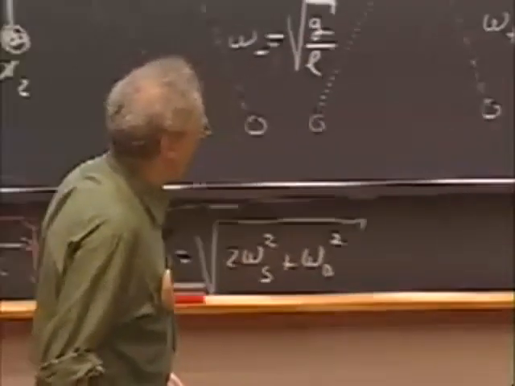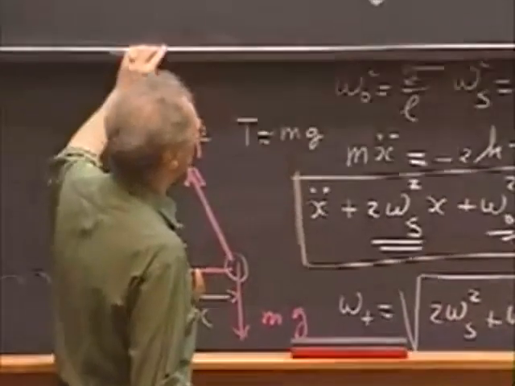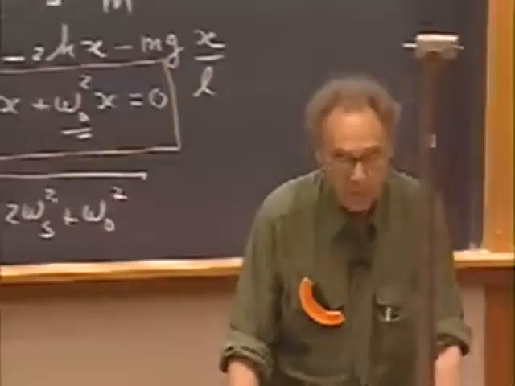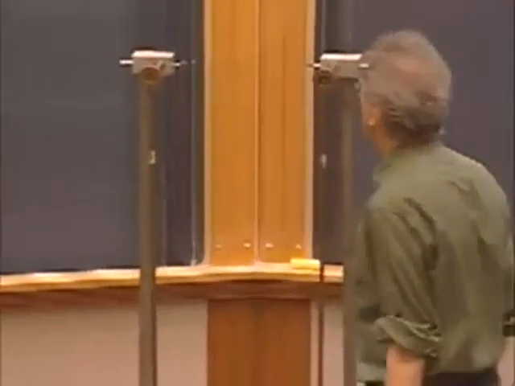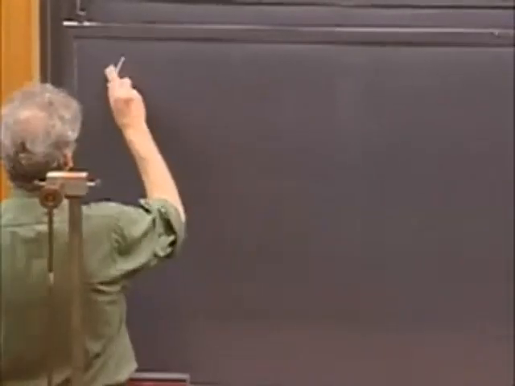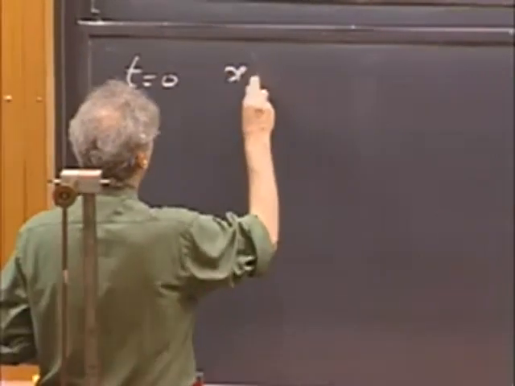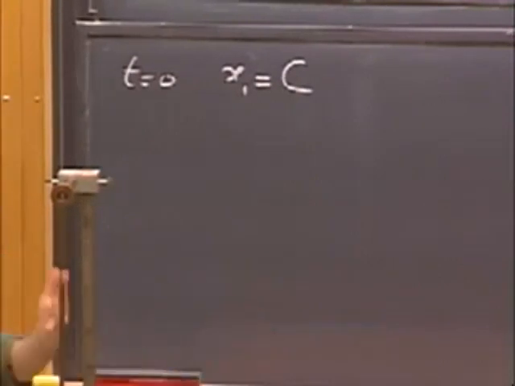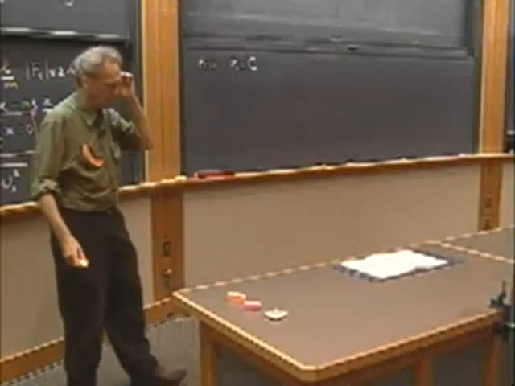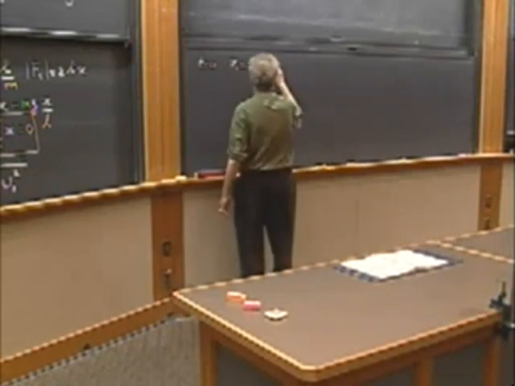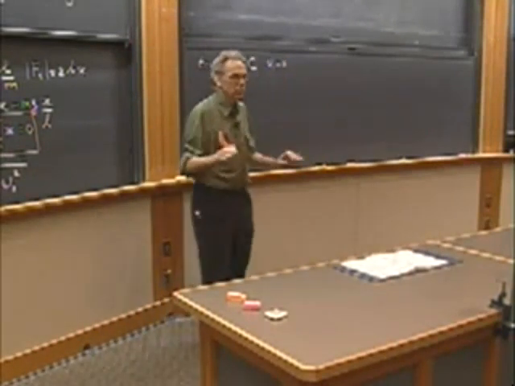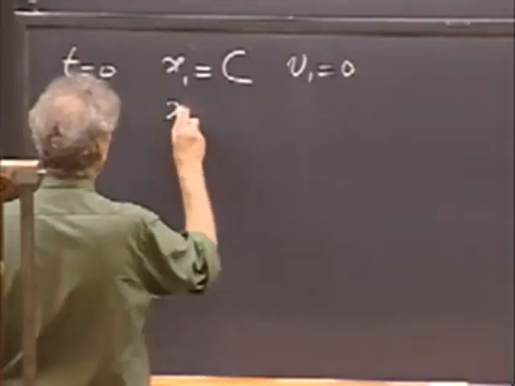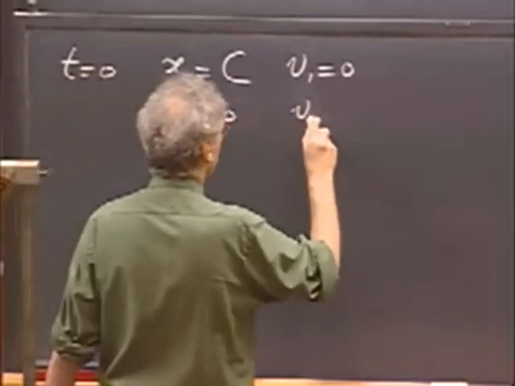Suppose now I start this system off in some way at time t equals 0, which I can choose, and I choose the following. At t equals 0, I make x1 equal to c, just some number c that we can choose, 3 centimeters, whatever you want to choose. But I make v1 equal to 0. So as I release it, no speed. And suppose I make x2 equal to 0, and I make v2 equal to 0.